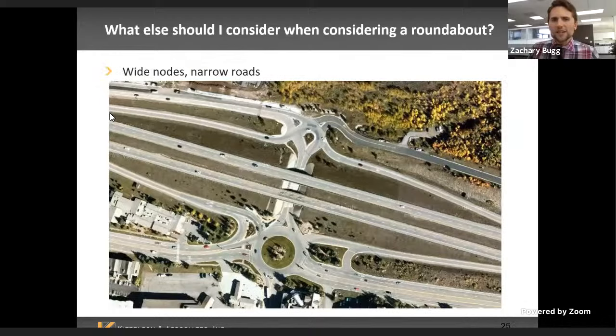So I mentioned wide nodes, narrow roads. This is 2 roundabouts installed at a diamond interchange, which actually has frontage roads. So think about the signalization and the number of signal phases that would be required to process all the different approaches at something like this, where you've got 2-way frontage roads, 1-way ramps, and a 2-way side street. And think about the number of turn lanes that would be required underneath this underpass if you had signal control.